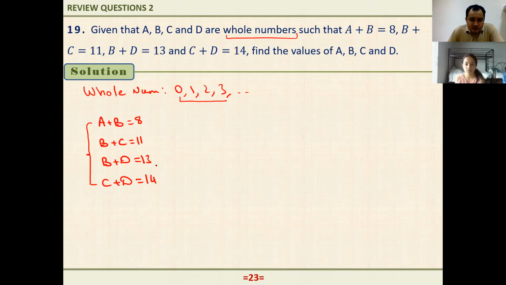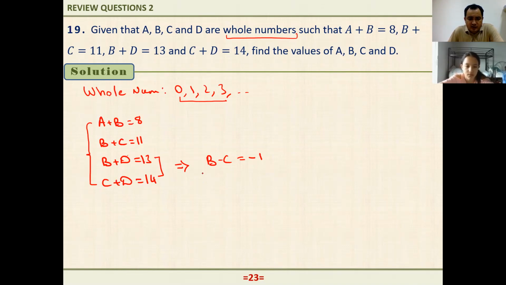Now, if you just look at these 2 equations, for example, here, if we subtract side by side, what happens? B plus D minus C plus D. If you subtract side by side, D minus D, they cancel each other. B minus C equals 13 minus 14, so that's equal to -1.